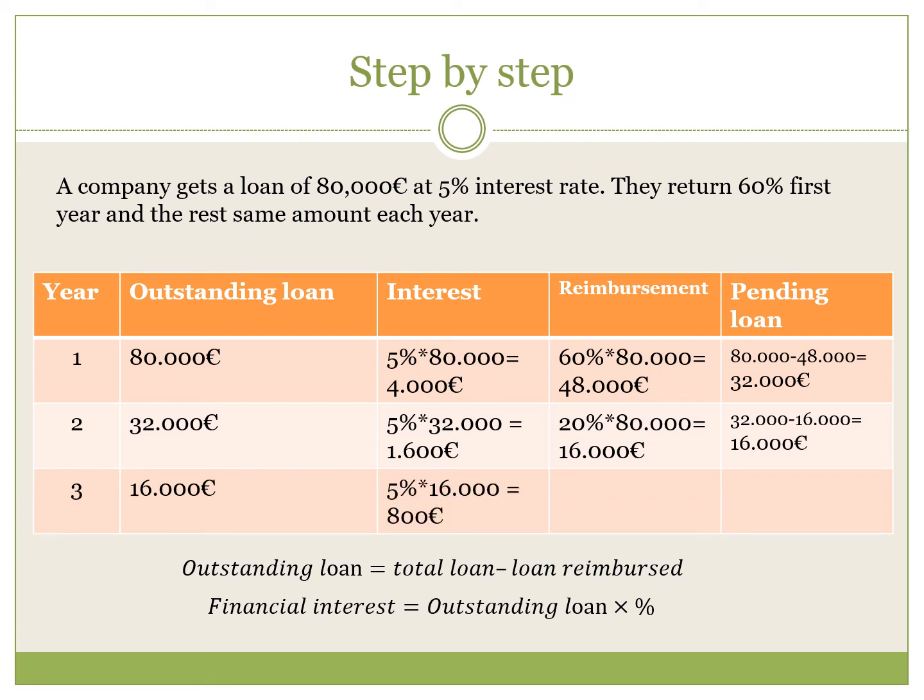And the reimbursement is going to be that 16,000, again 20% of the 80,000. Same amount each year. You see, the last 2 years, same amount each, 20 and 20. How much is pending loan after this? It should be 0. We finish reimbursing the loan during year number 3. And this is what you have to do to calculate the financial interest and the reimbursement in order to put it in your chart.